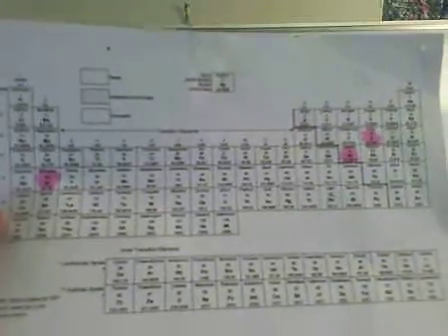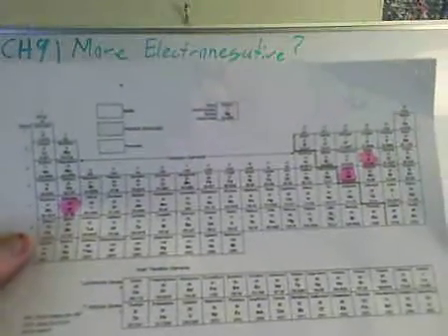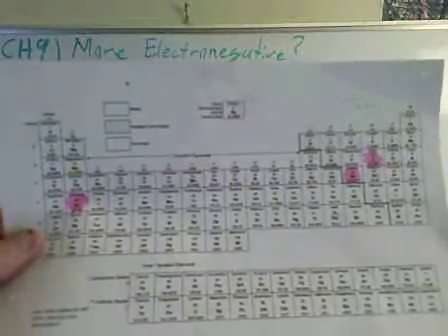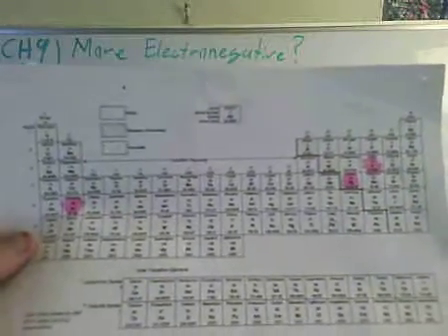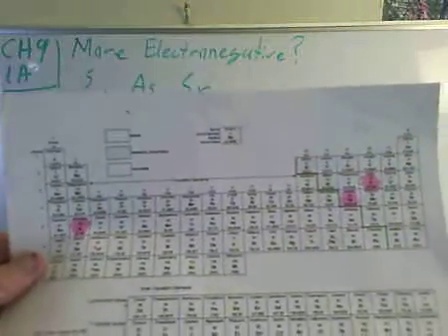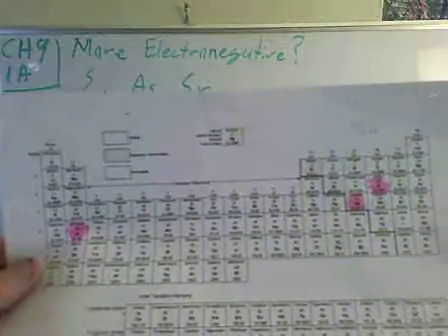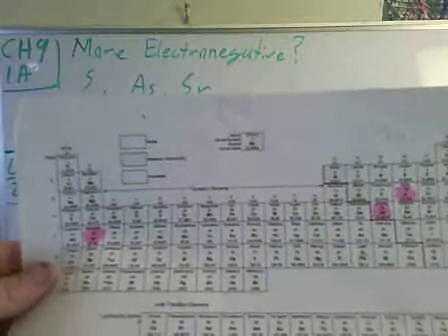Sulfur, arsenic, and strontium. Strontium is a metal that is going to be the most electropositive, or least electronegative. Arsenic is a metalloid, and then sulfur is a non-metal. Sulfur, being closest toward fluorine, is going to be the more electronegative.